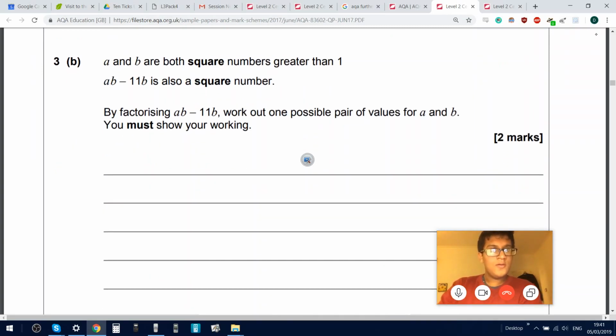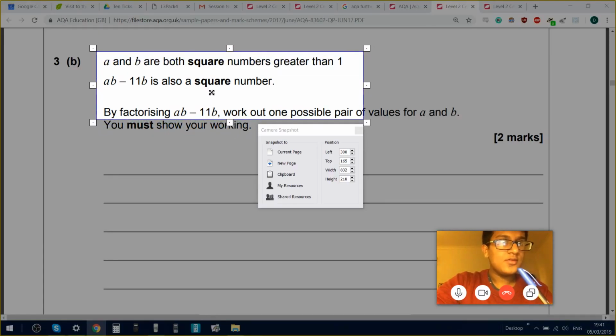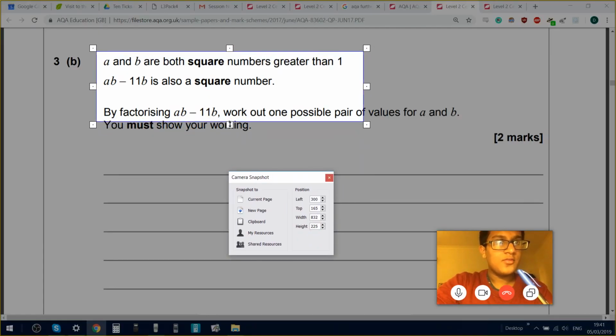Is this one worth doing? Yeah, I think it's probably worth doing. Okay. 3B, A and B are just find out the number.